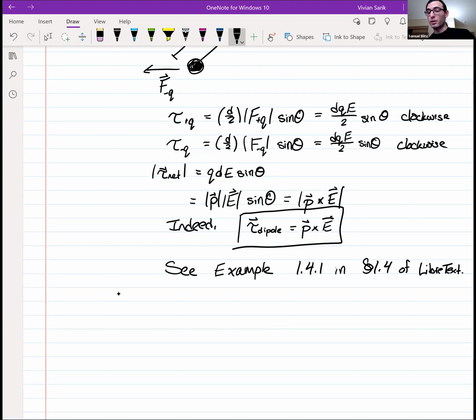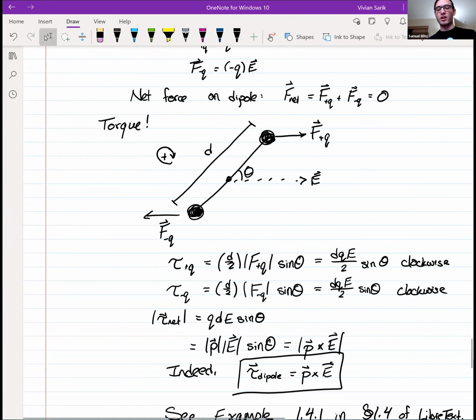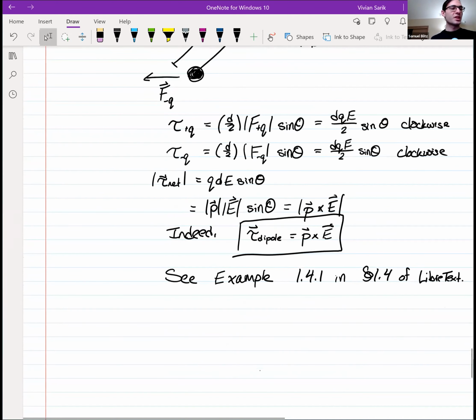Now, there's another thing that we can compute, and let's see if I can knock this out in just a few minutes. Another thing that we can do is talk about potential energy. So we already know what the force is in a constant electric field. It's 0. We know what the torque is. It's P cross E. What about the potential energy of the system?